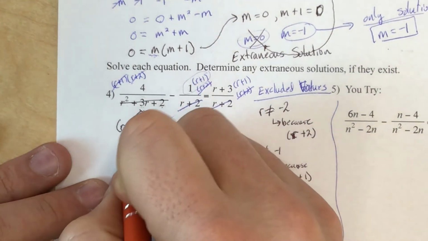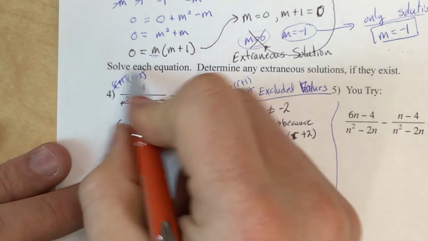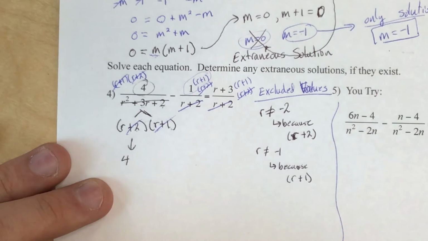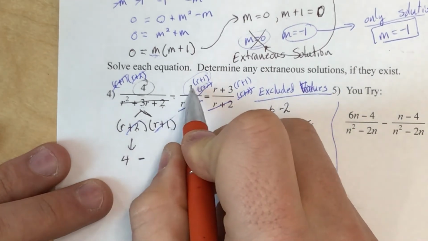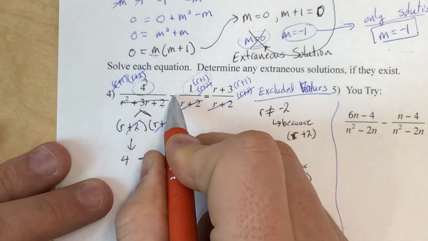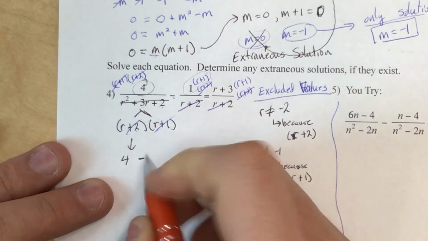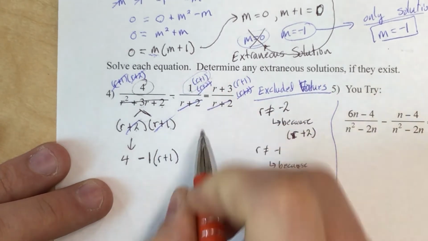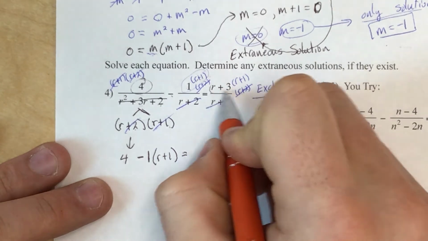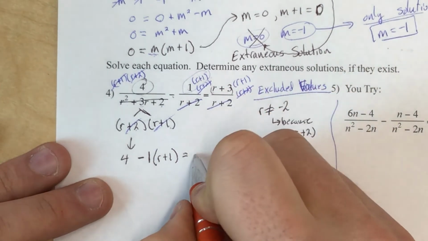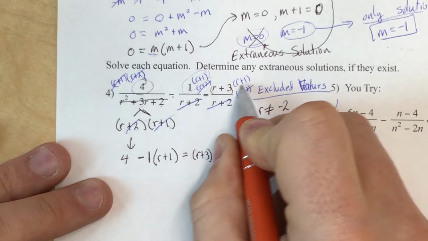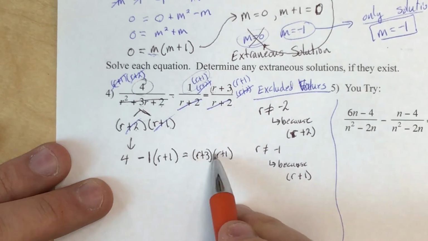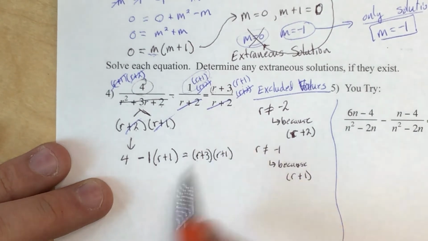Now I'm just going to write what we have after we eliminated the denominators. We have a 4 left over in the first term. Now we are subtracting 1 times r plus 1. This is important: this subtraction is really attached to this 1. And that is equal to r plus 3 times r plus 1. You can assume the r plus 3 is in parentheses, to identify that we are multiplying these two together. So we're going to end up foiling this.